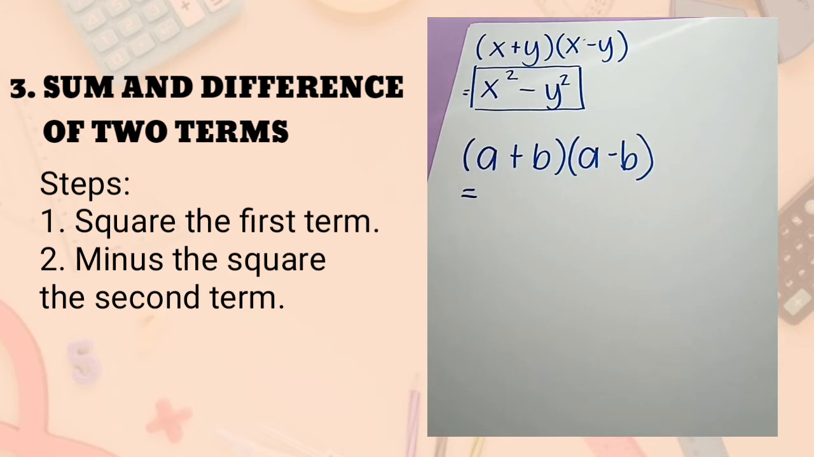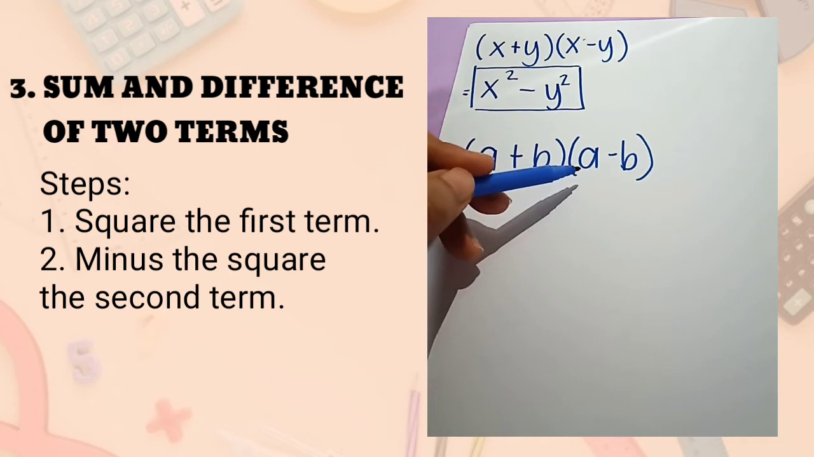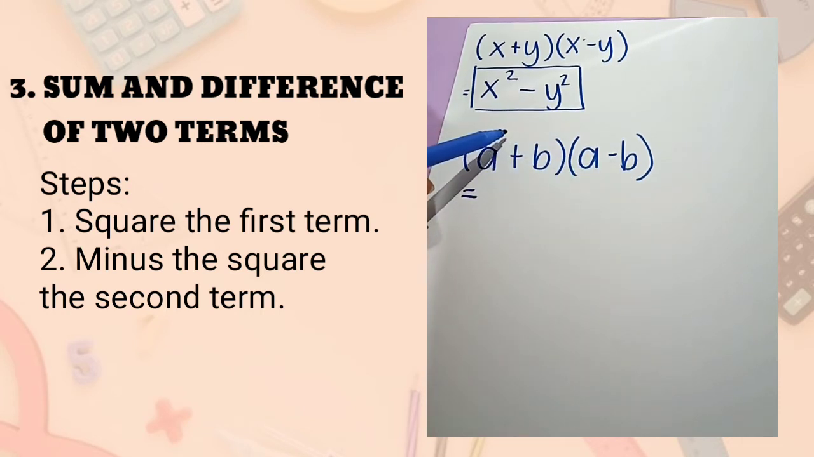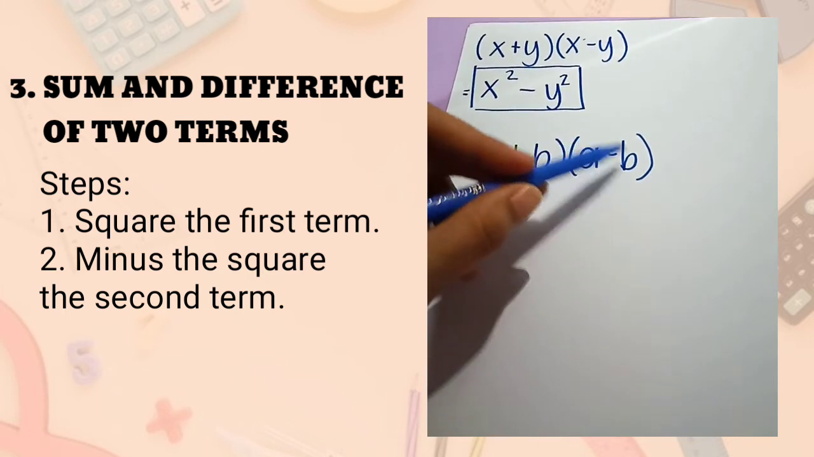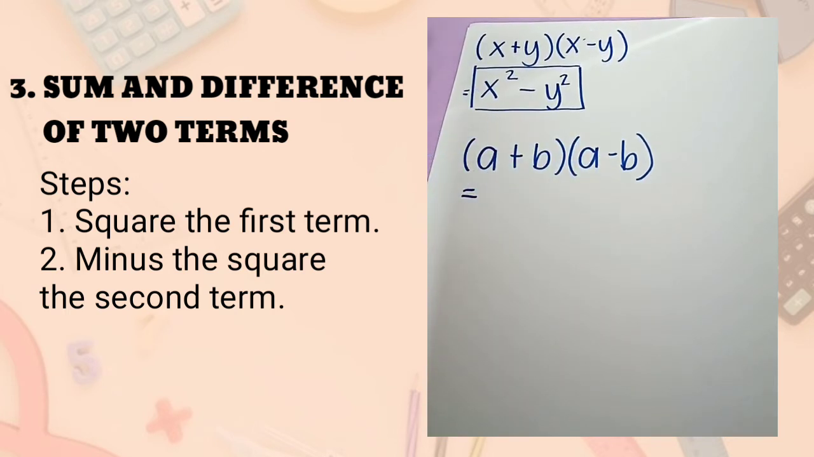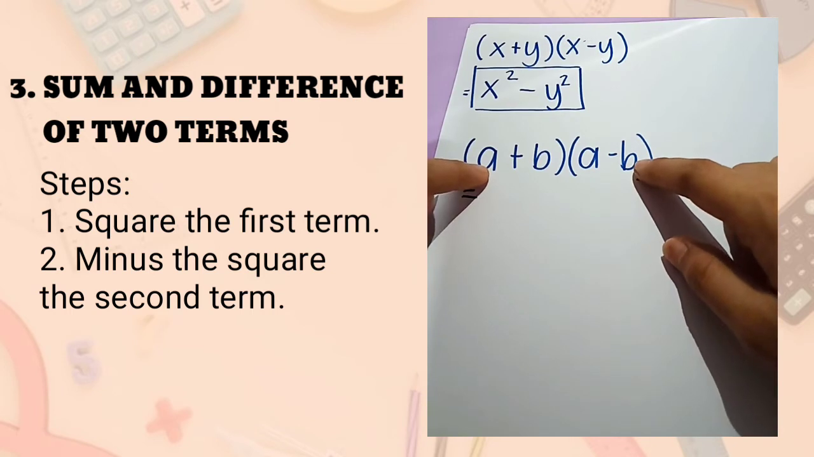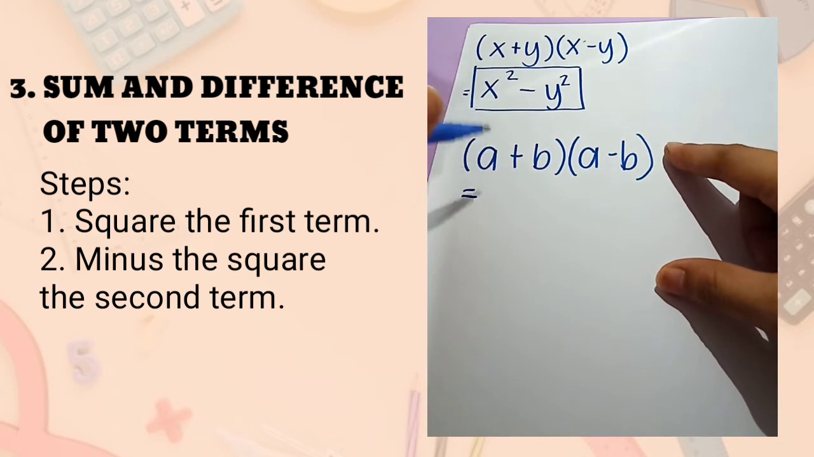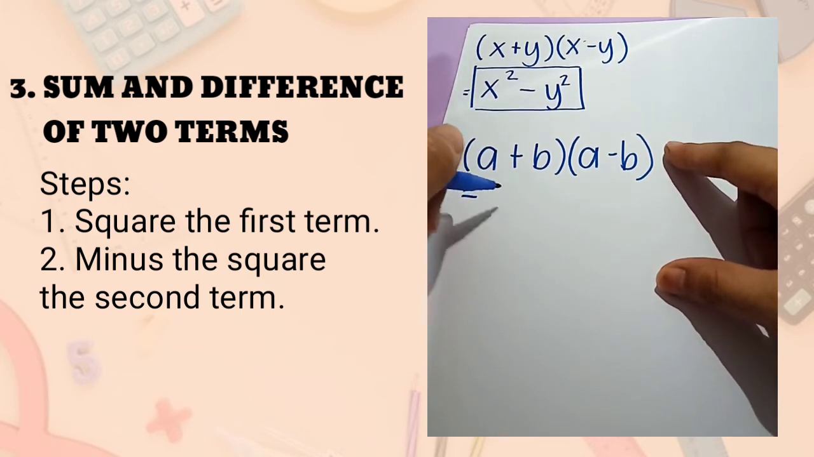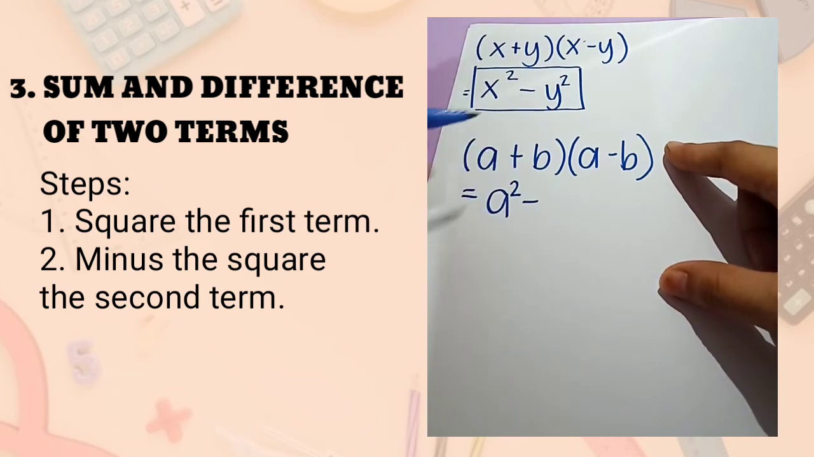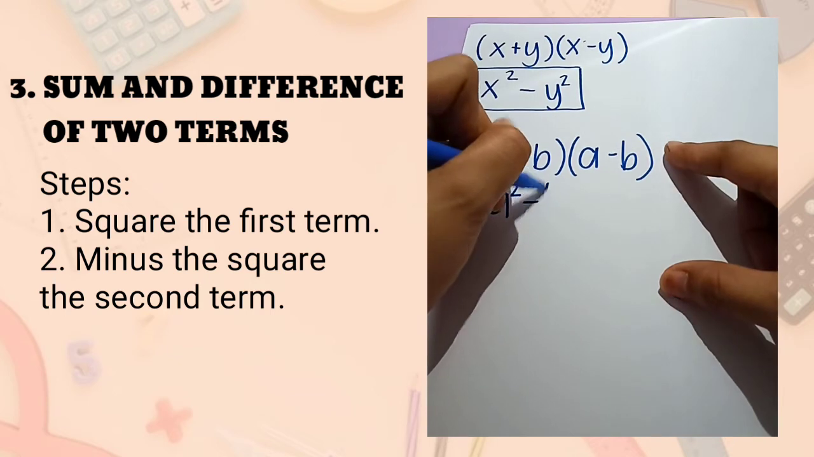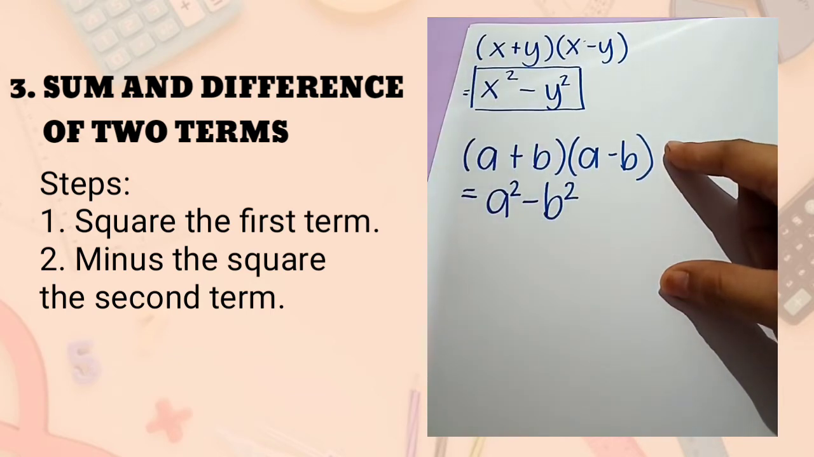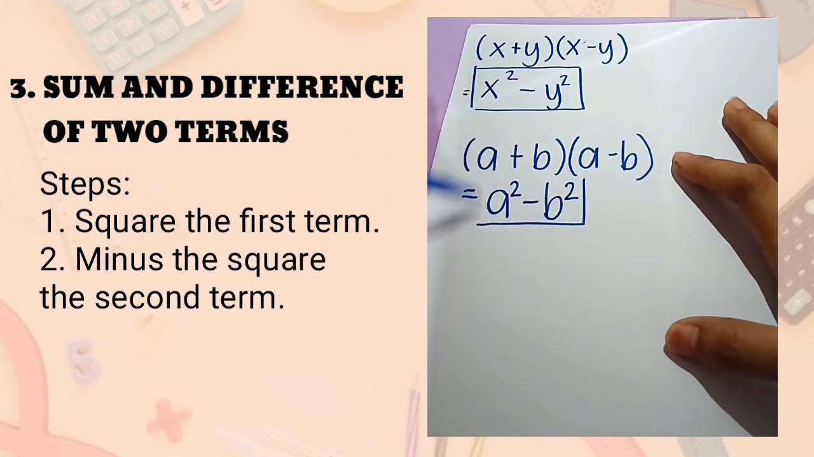So, let's have another example. Quantity a plus b multiplied by the quantity a minus b. So, makikita nyo na magkaiba ang kanilang operation. Kaya, ang gagawin natin at magkaparehas ang kanilang variables. Kaya, ang gagawin natin ay sum and difference of two terms. Okay, so una daw ay square natin yung first term. Then, ima-minus natin yung square nung second term. So, square ng second term, which is b squared. Then, ito na yung ating answer.